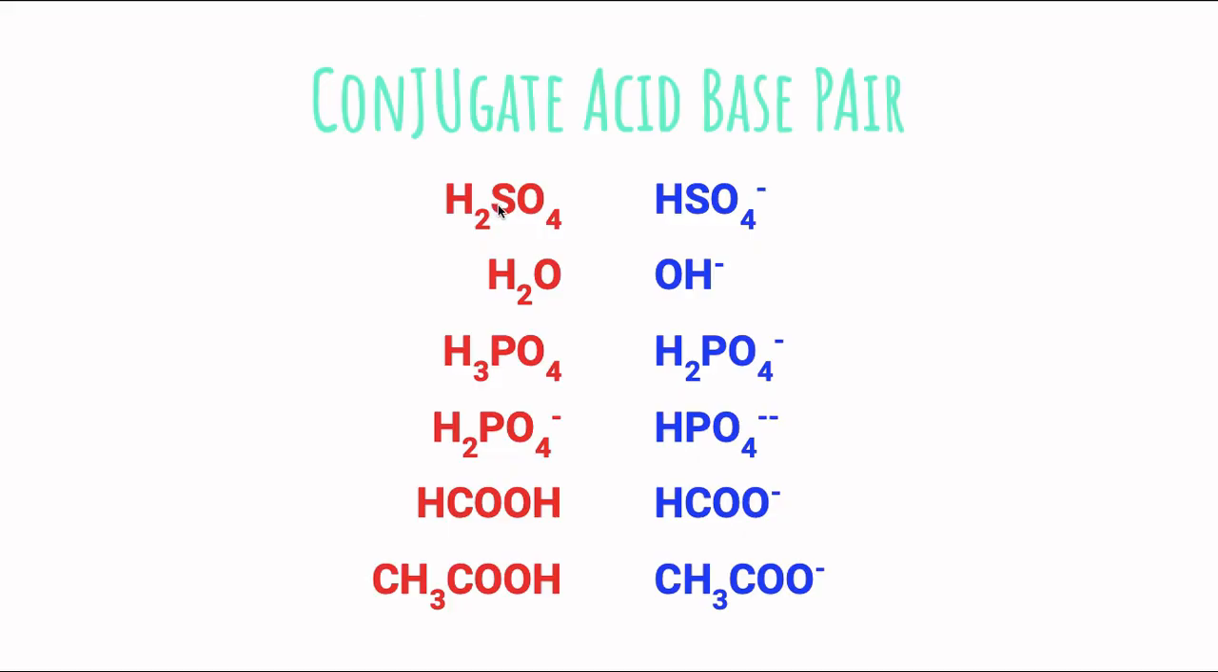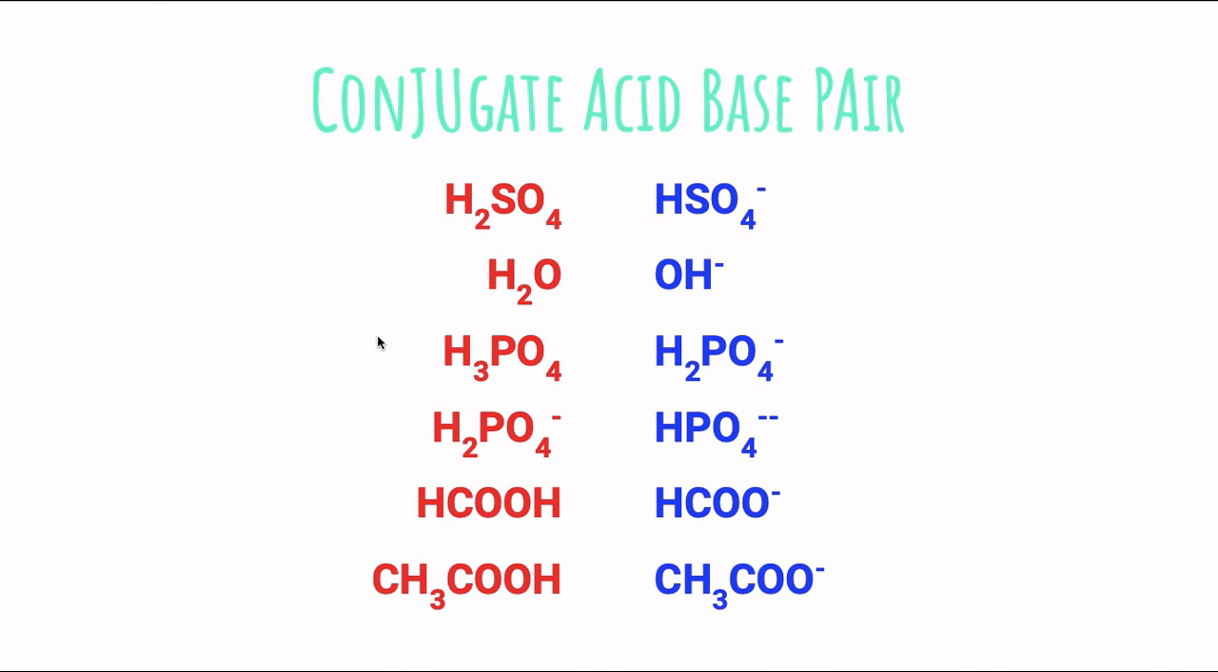See different examples of conjugate acid base pairs. Now I have explained that H2SO4 by donating 1 proton gets converted into HSO4 minus. So H2SO4 and HSO4 minus is a conjugate acid base pair. It differs only by a single proton. Now here we can say H2O and OH minus. This is a conjugate acid base pair. Here we can say that OH minus is the conjugate base of H2O and H2O is the conjugate acid of OH minus.